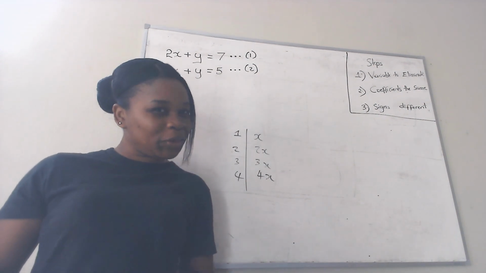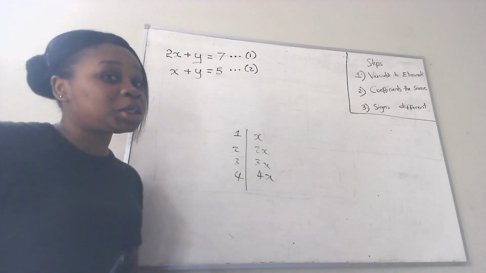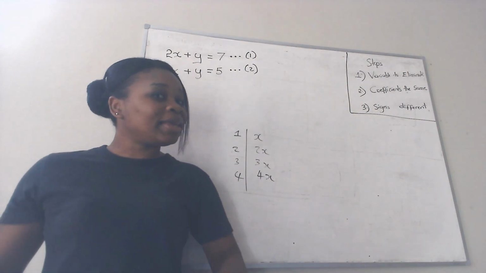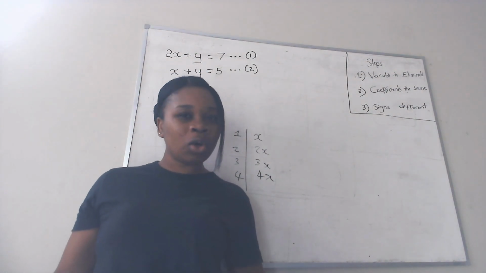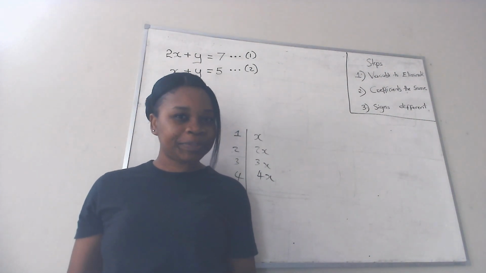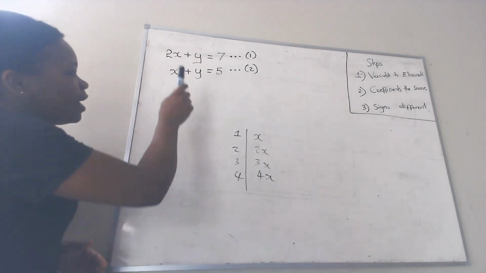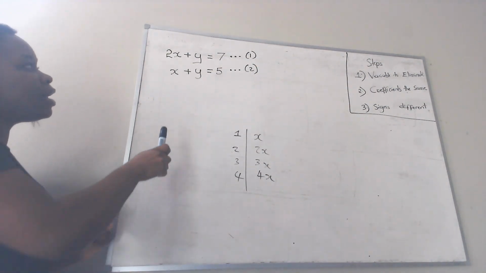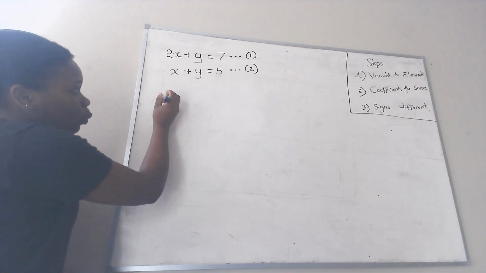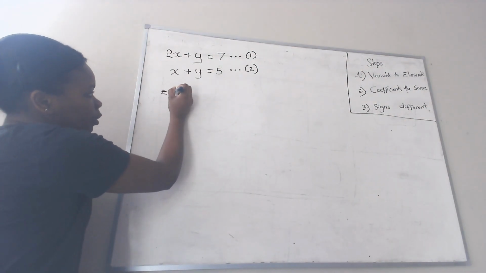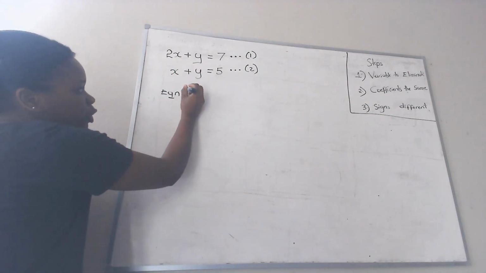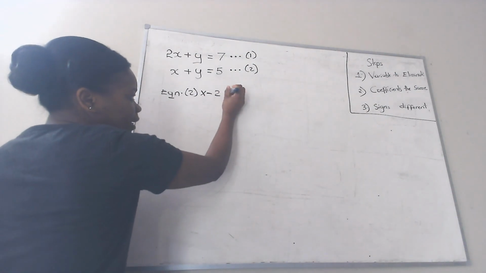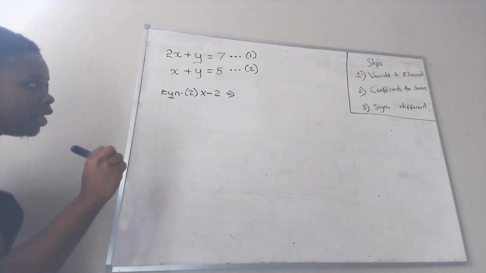We need to make one of them negative. Look at what we can do. We will multiply this entire equation by 2. Remember, instead of multiplying it by 2, I can multiply it by minus 2 or negative 2, whatever you call it. If I do so, then I will now have the coefficients the same and the signs different. We will multiply equation, in short, EQN, equation 2 by minus 2. So when we do that, this is the equation we will end up with.